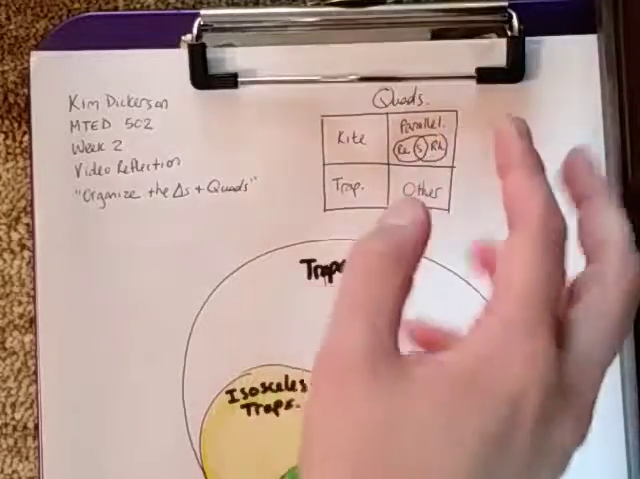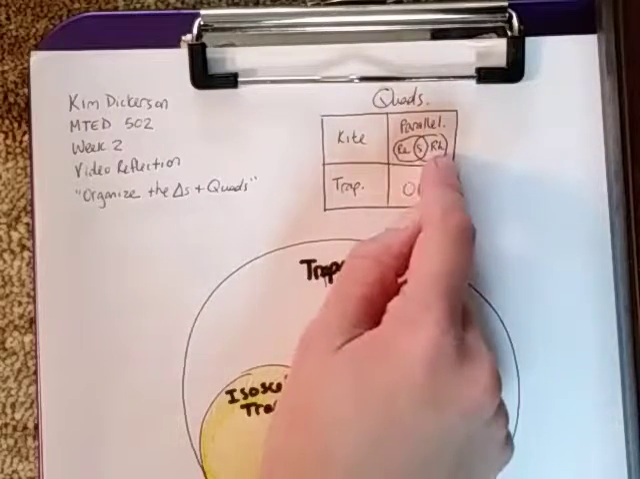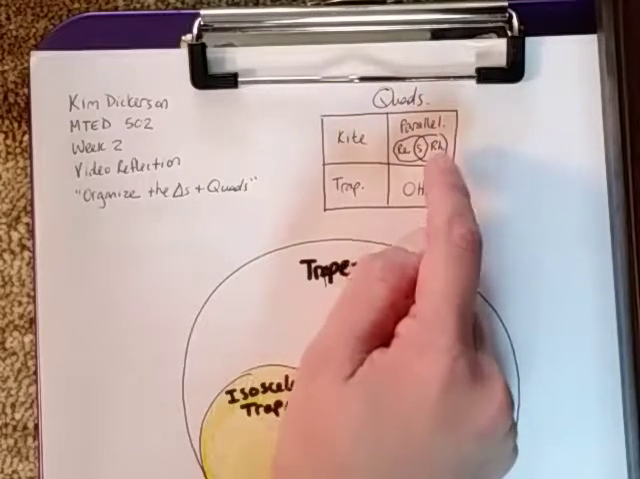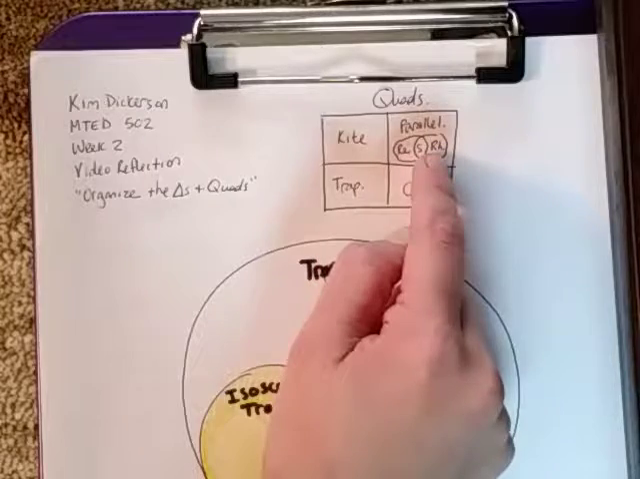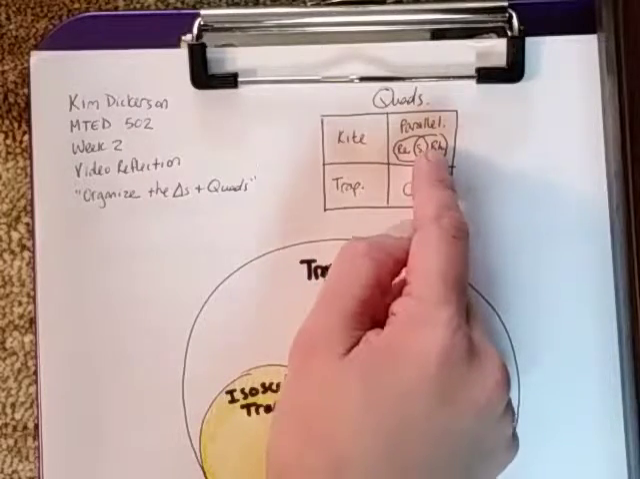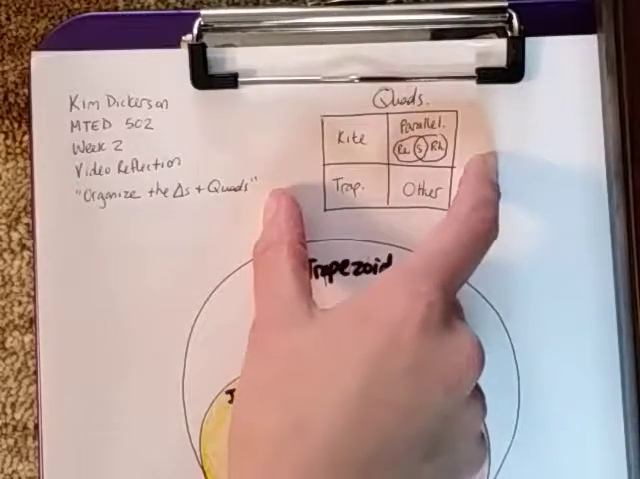And when I have both characteristics at the same time, that's when I have a square. So I have this Venn diagram overlap to show that. That's what I teach. That's what I was taught.